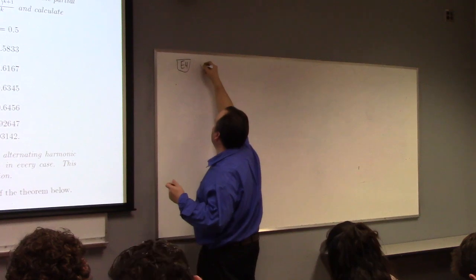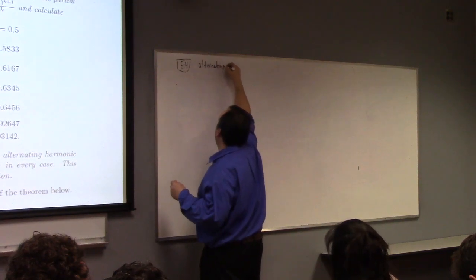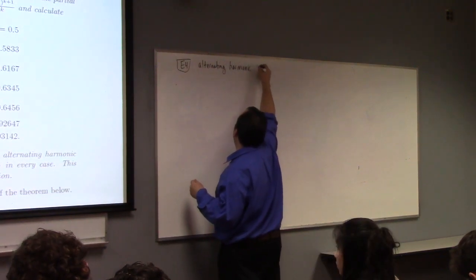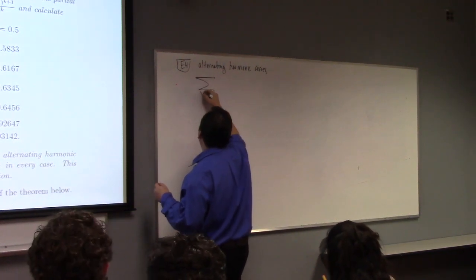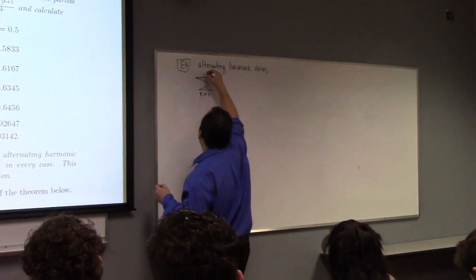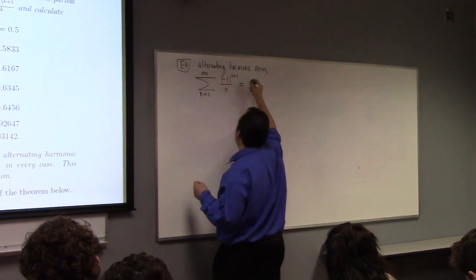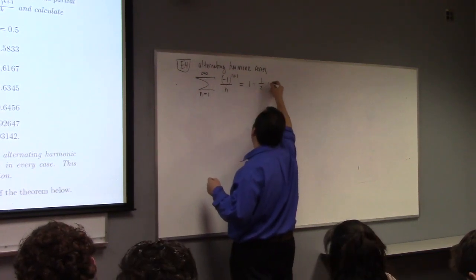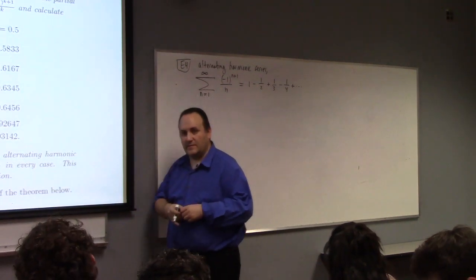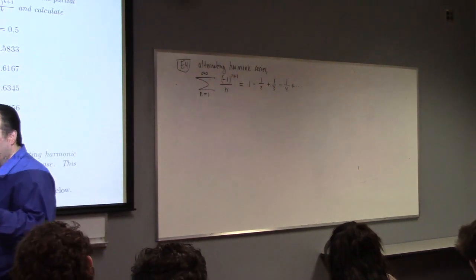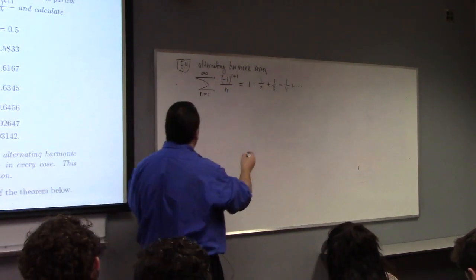So the alternating harmonic series looks like this. You've got the sum, let's say, I'll use n, n equals 1 to infinity of (-1)^(n+1) over n. So what this is, it's 1 minus 1/2 plus a third minus a quarter plus dot, dot, dot. That's what we're up against. I want to explain to you why this actually is a convergent series. And you can kind of see it in a picture if you just look at it.